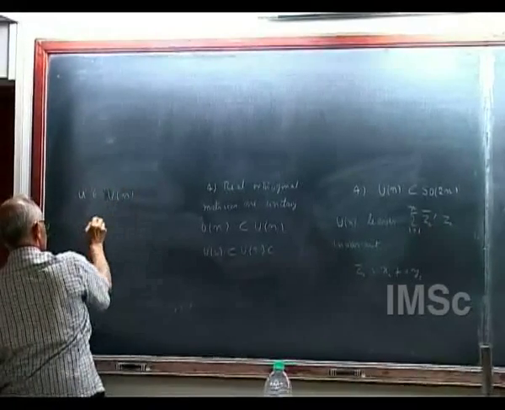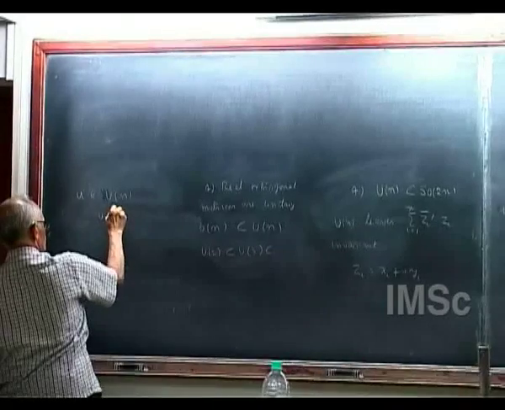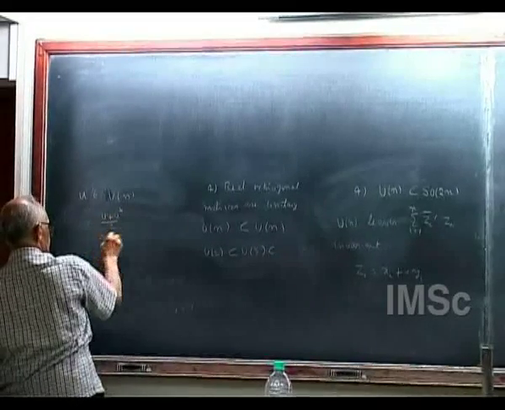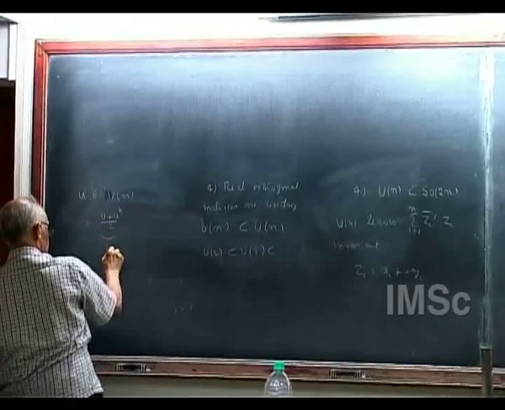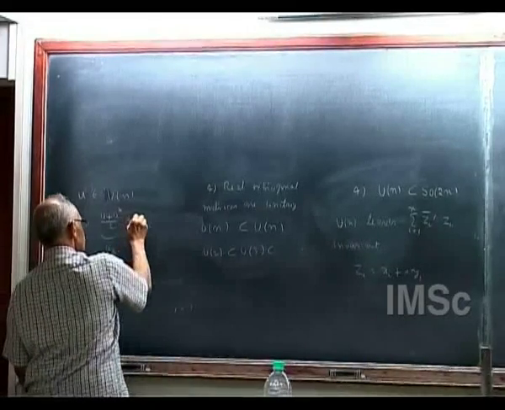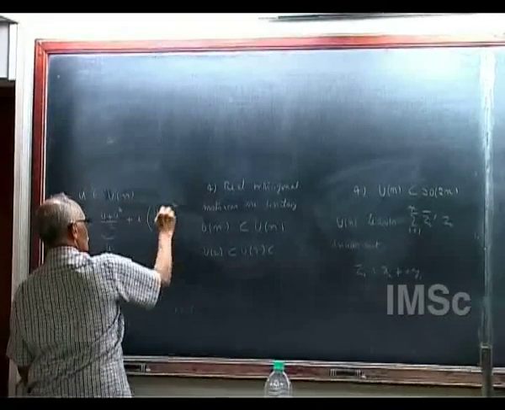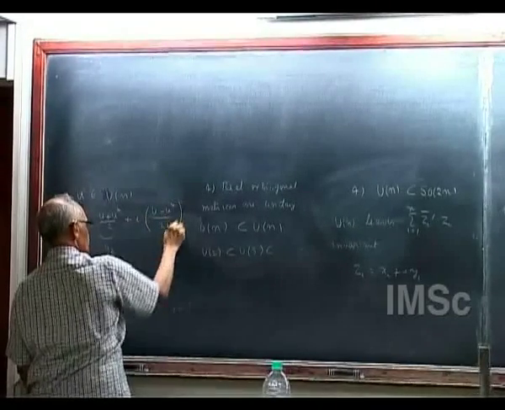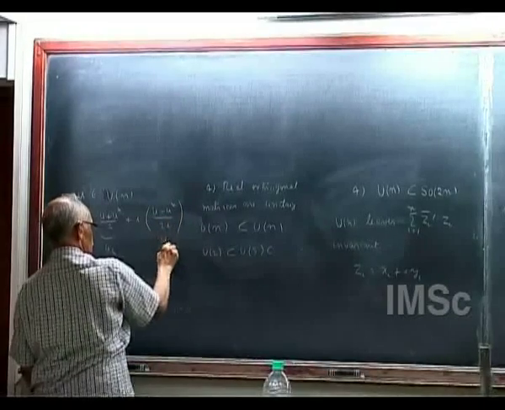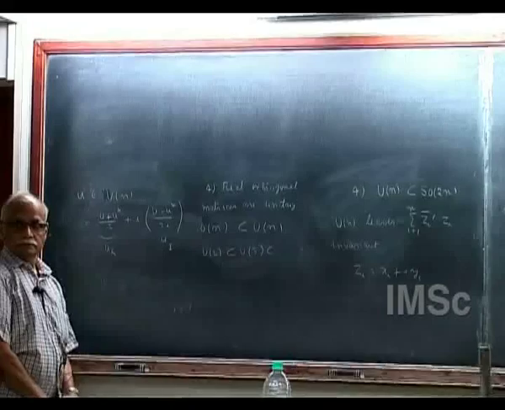and we write this as (U plus U star)/2. So this is a U real, plus i times (U minus U star)/2i. This is the imaginary part of U. Of course, it is real. I mean, I have pulled out the i there.